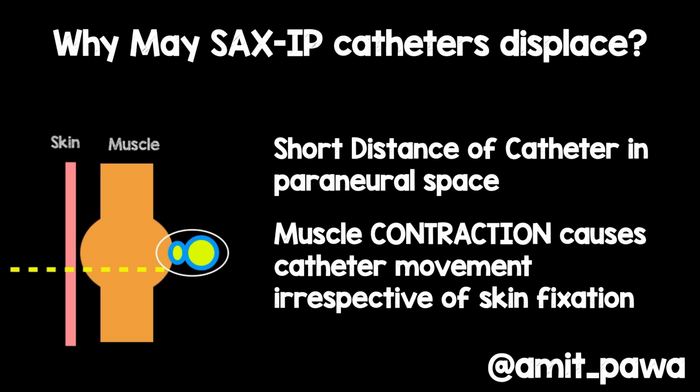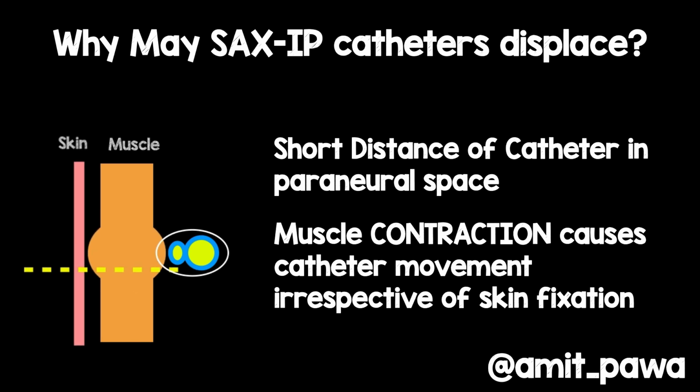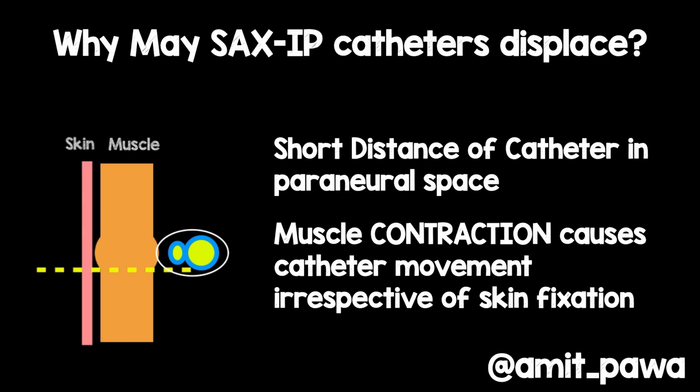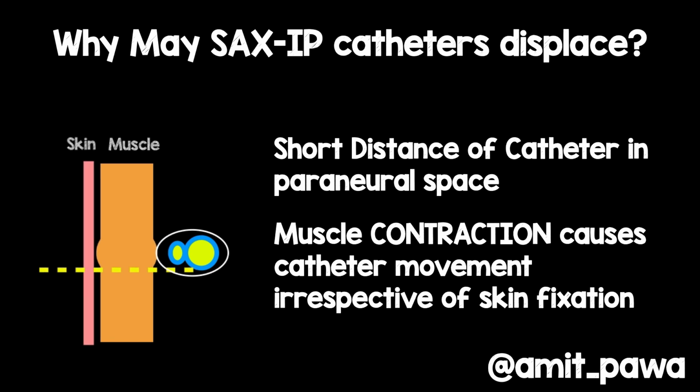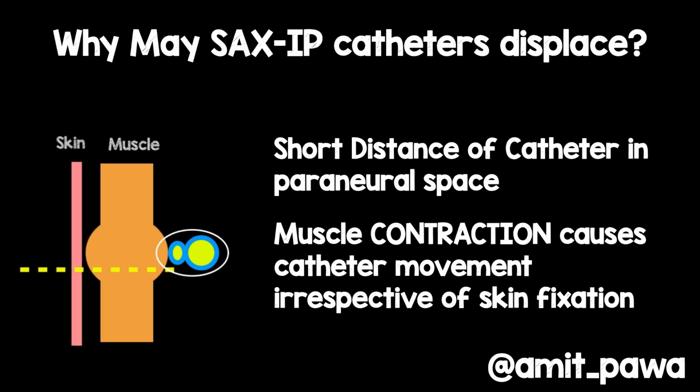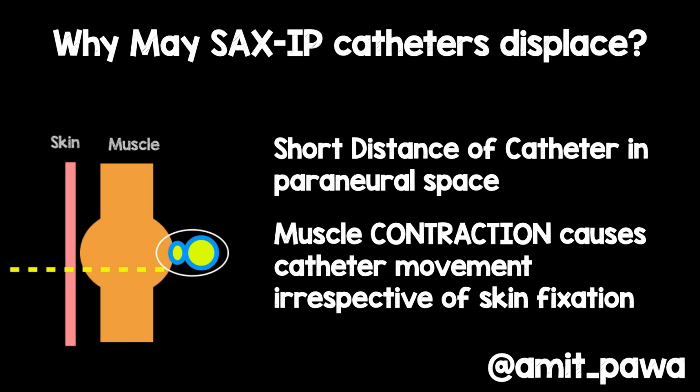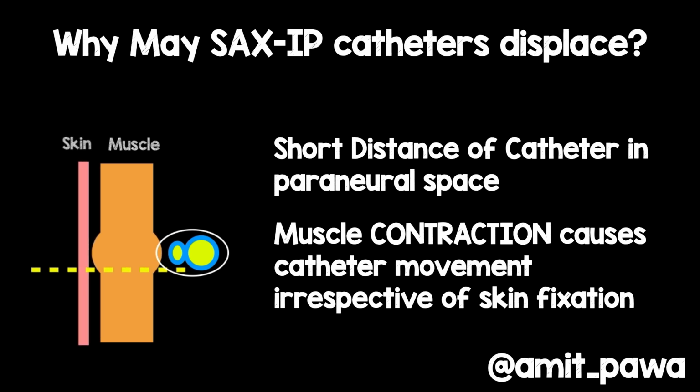Why might this happen? Well, if you do a short axis in plane technique and you thread your catheter and place it nicely within the paraneural space or paraneural sheath, when muscle contracts, you can imagine that muscle movement is pulling the catheter out of where it should be, irrespective of how you fixed it on the skin. And that's probably the biggest issue. If you thread just enough catheter to be in the space, when the muscle contracts, it pulls the catheter out of the space. And that may be a reason.